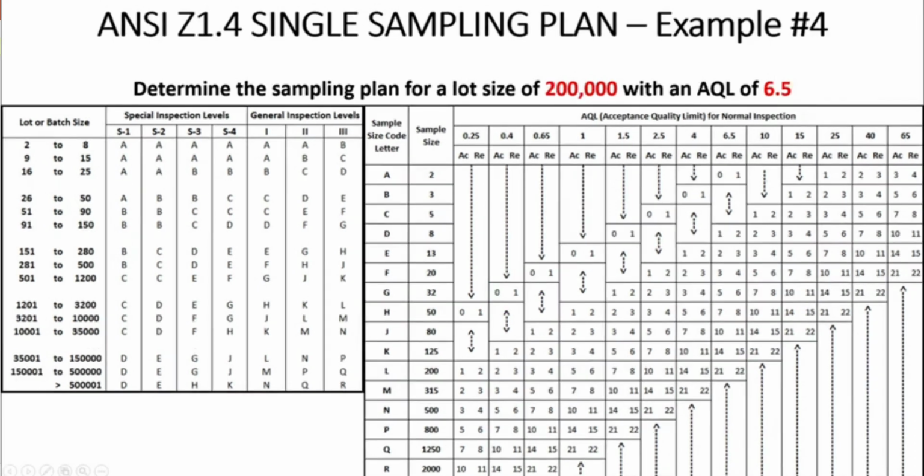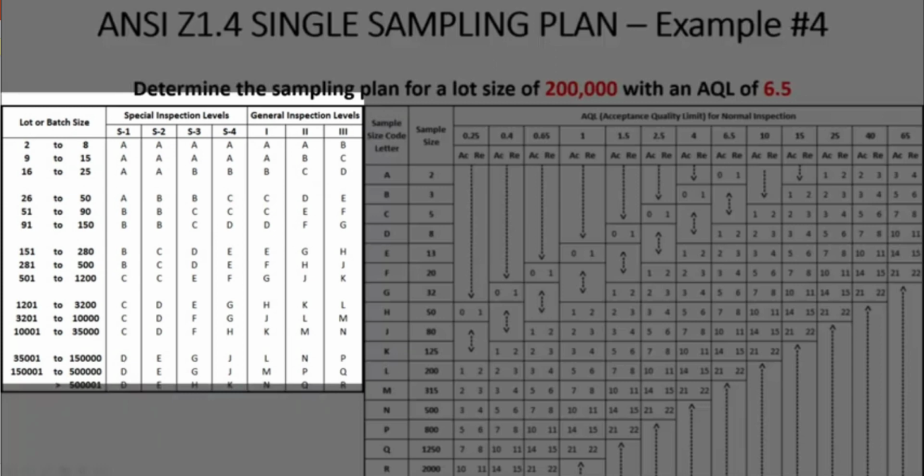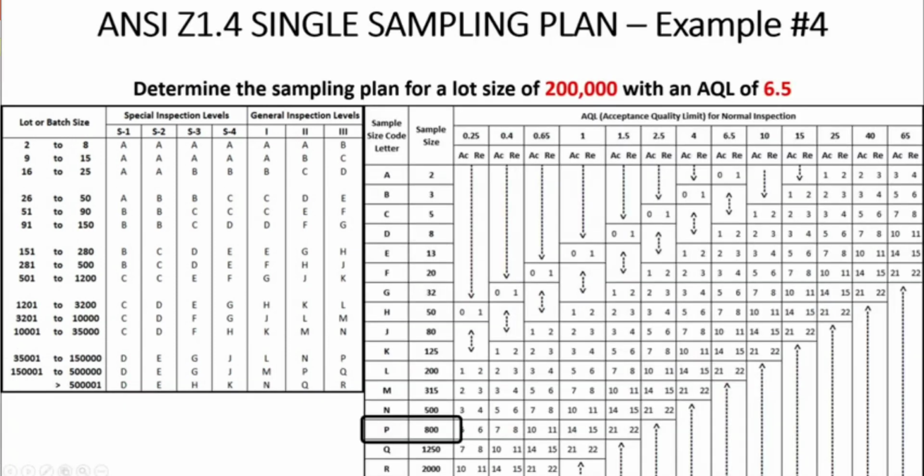Let's do one more example here. Our lot size is 200,000 pieces, and we want to pair that up with an AQL of 6.5. So again, everything starts over here on this table. We find our 200,000 piece sample size code letter to be P. We come down here, we see P. It corresponds with a sample size of 800 units. We pair that up with the AQL of 6.5.